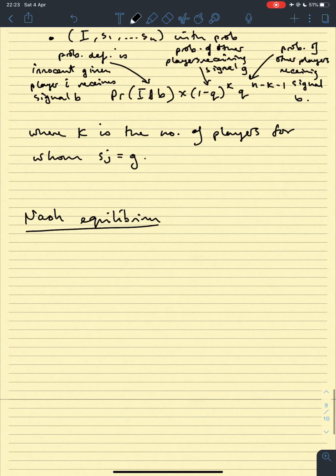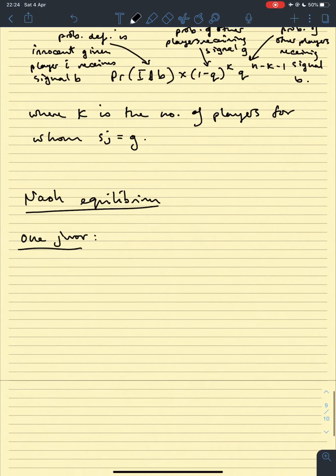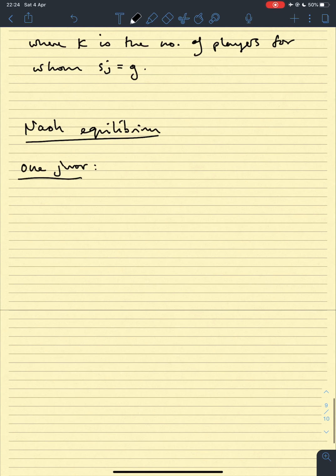Now let's find the Nash equilibrium for this game. So if we have one juror only, and this juror is deciding whether, after receiving information or evidence on the defendant, the defendant is guilty or innocent, whether he votes to convict or acquit.